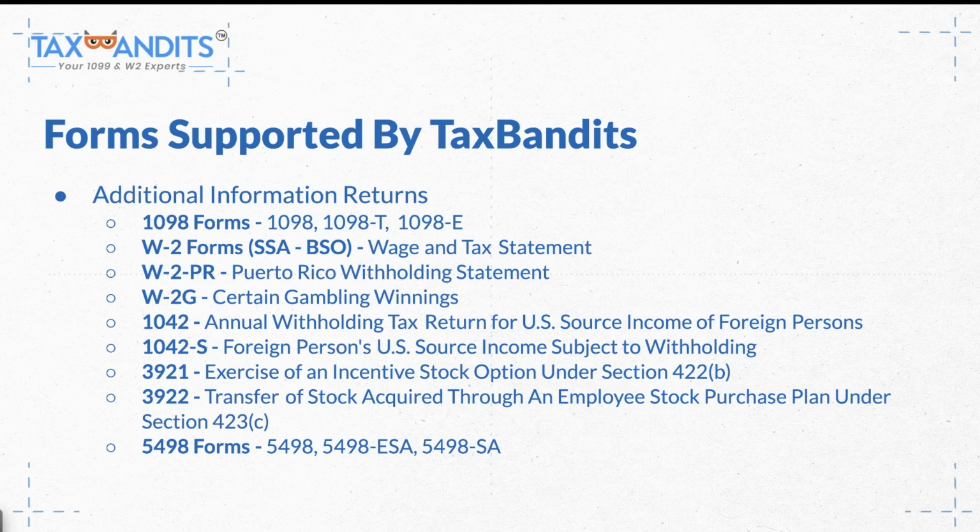The W-2 forms, SSA and BSO. Wage and tax statements. The W-2 PR for Puerto Rico withholding statements. The W-2G for certain gambling winnings.